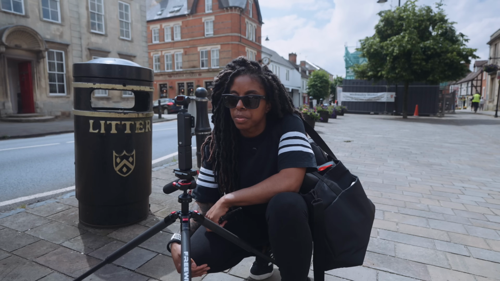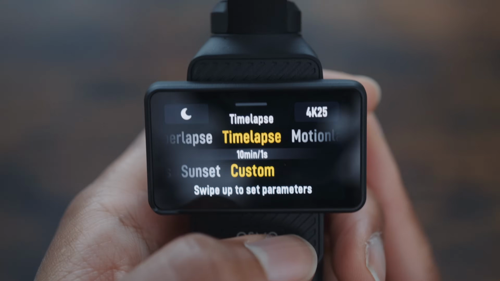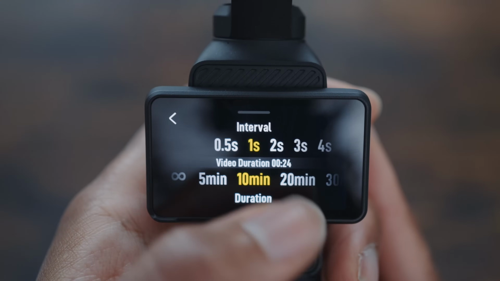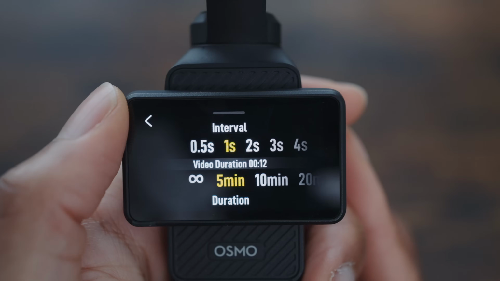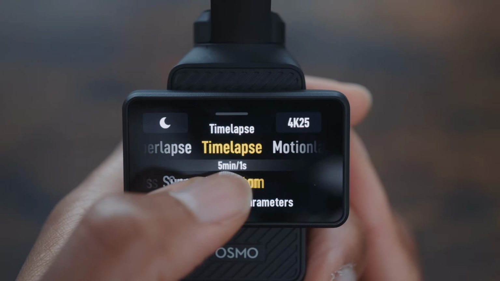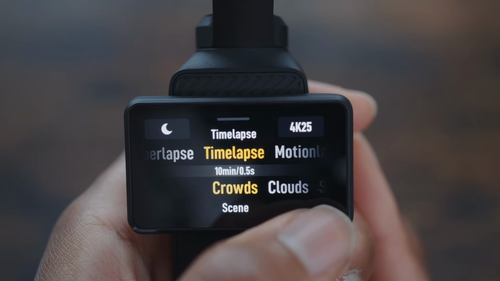So when it comes to filming, all I do is set my time lapse up as I normally would in terms of the interval durations. But if I'm not too sure about a specific scene and the best interval, then I just choose one of the presets.